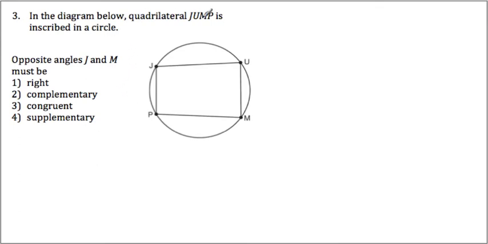Now we have a quadrilateral inscribed in a circle. Now, in fact, this is called a cyclic quadrilateral. Now, let us try to realize one thing. J and M, what do we realize about these two measures of the angles? They have to be supplementary. And that is one of the properties of a cyclic quadrilateral.